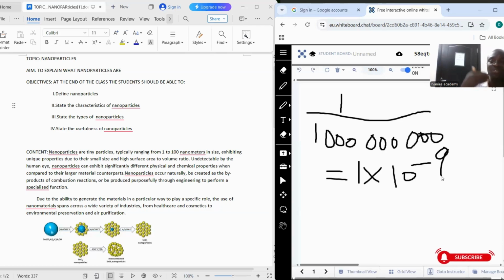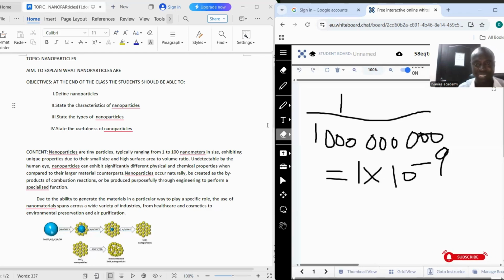Nanoparticles are known to sometimes occur naturally, or they can be created artificially as byproducts of combustion reactions. So beyond the fact that they can be found in nature, they can also be seen as byproducts of combustion reactions, or they can be tailor-made specifically. Maybe there's a purpose you want to carry out, maybe drug delivery or surgical operations. You can use engineering techniques to tailor-make nanoparticles for a specific purpose. So it depends on what you want to use them for.